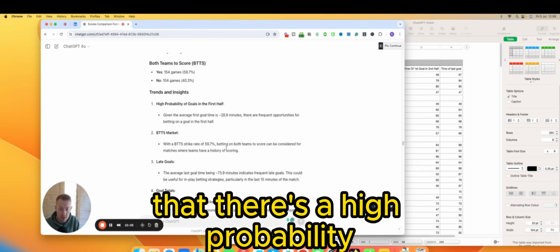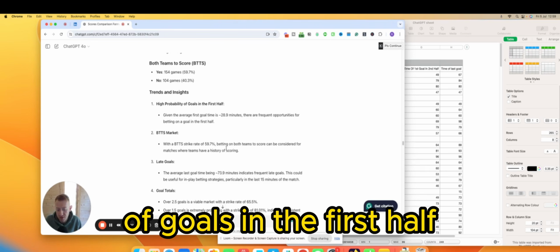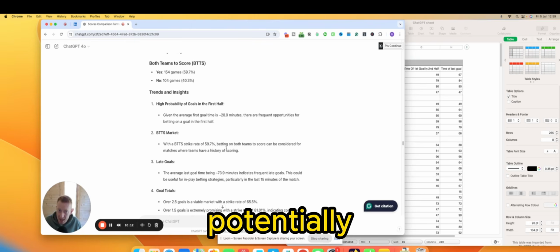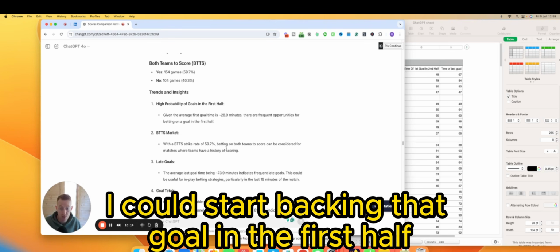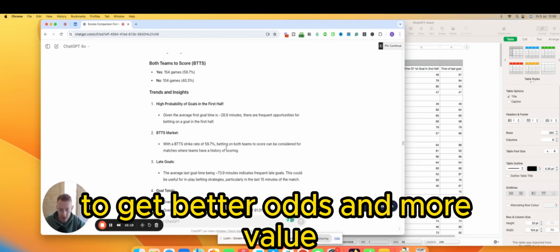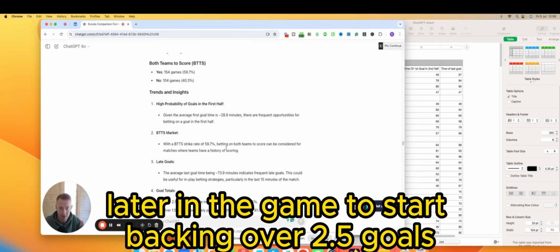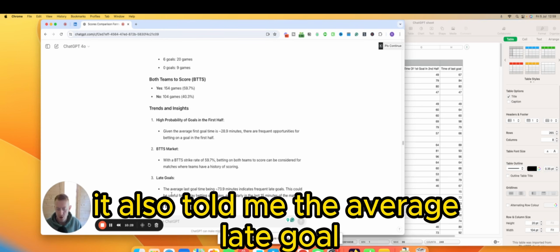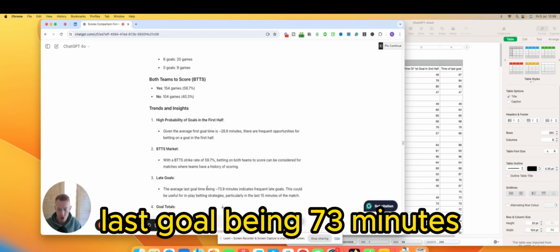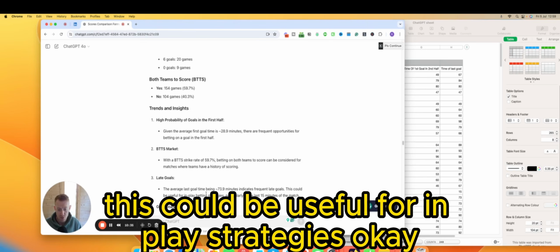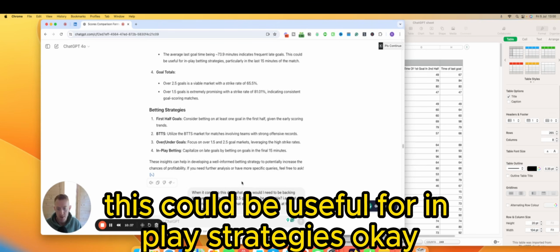Now it's telling me that there's a high probability of goals in the first half. This is looking at my data, and then I can go and see that actually potentially I could start backing that goal in the first half a little bit later in the first half to get better odds and more value. I could also look to back later in the game to start backing over 2.5 goals. It's pretty impressive. It also told me the average last goal being 73 minutes indicates frequent late goals. This could be useful for in-play strategies, okay?